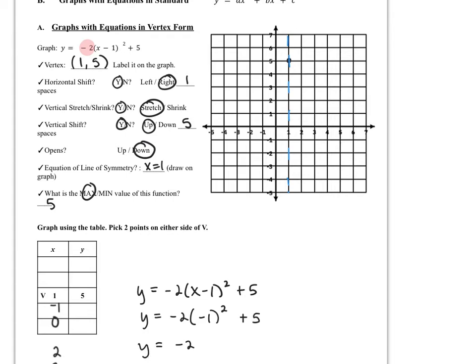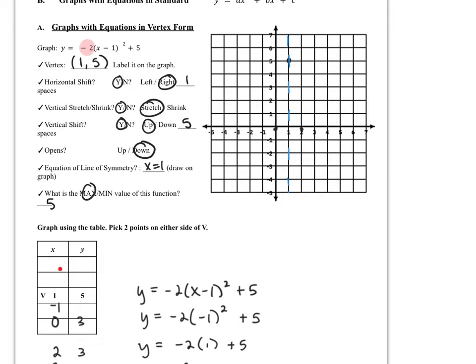I want to remember to follow PEMDAS. Negative 1 times negative 1 is going to be 1, and negative 2 times 1 plus 5 would be positive 3. And so both my x values of 0 and 2 have an output or a y value of 3 because they're symmetry points. And then I can come over and add these to the graph. And so my expectations are correct that it's facing downward.